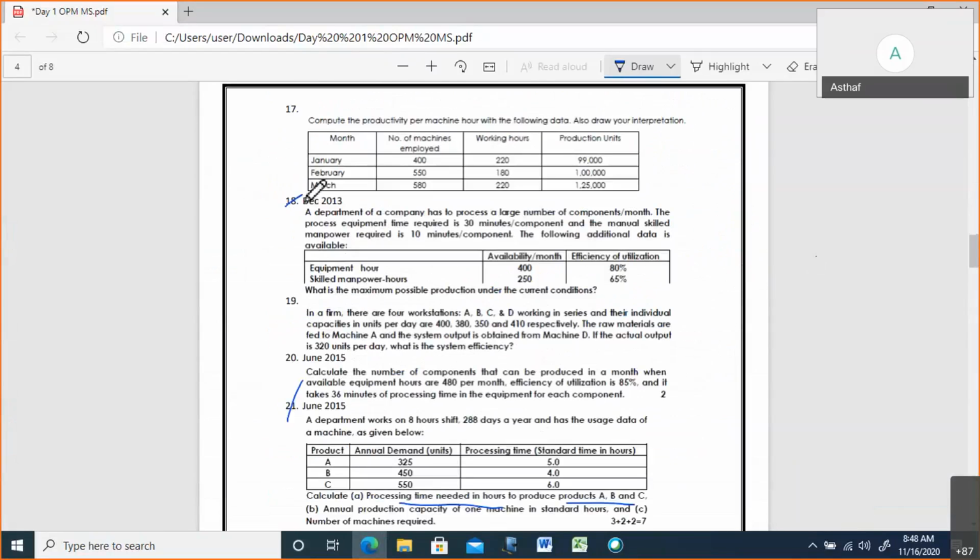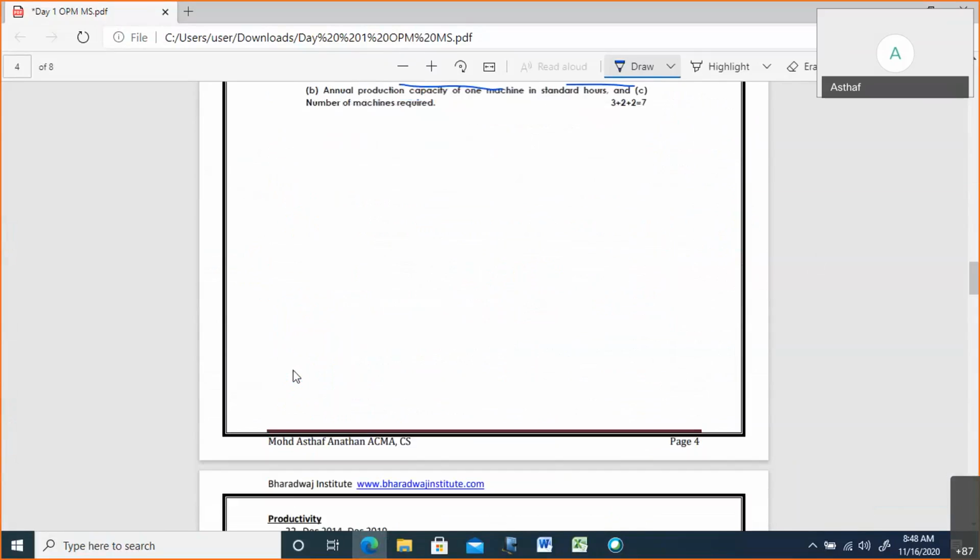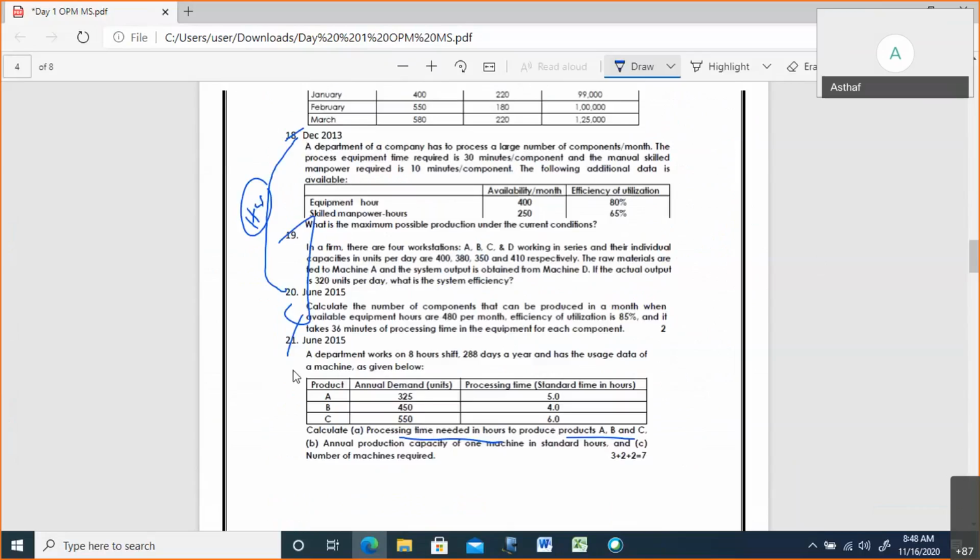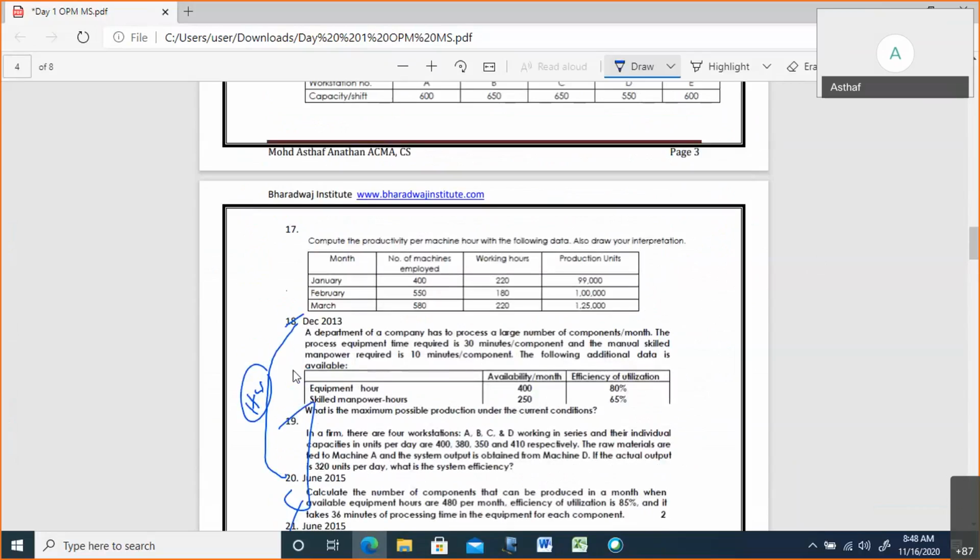This is the same question. This is also the same. This is also the same. So 18, 19, 20, all are previous year questions, and that is what is coming a lot of the time. You can do it as homework, 18, 19, 20 and all.